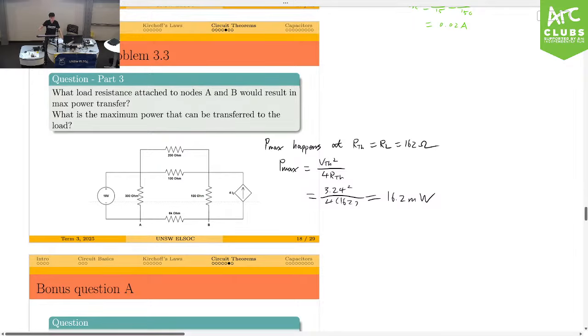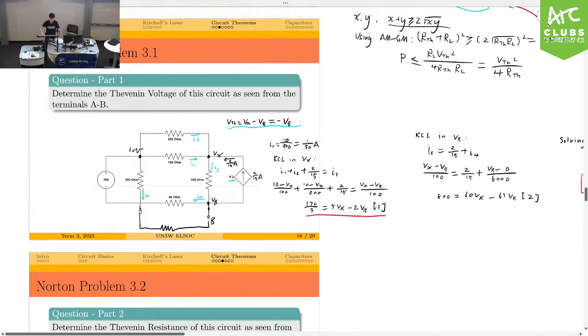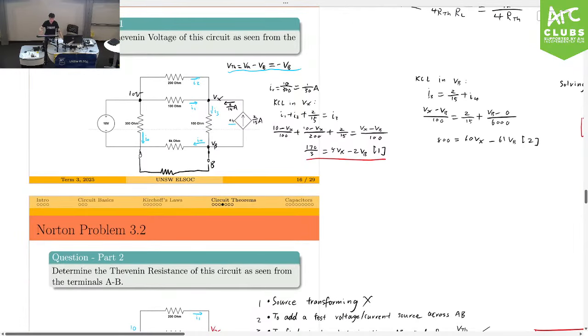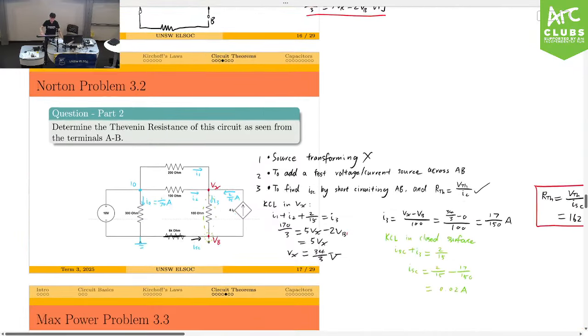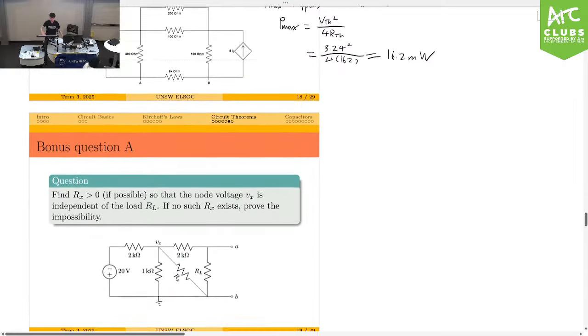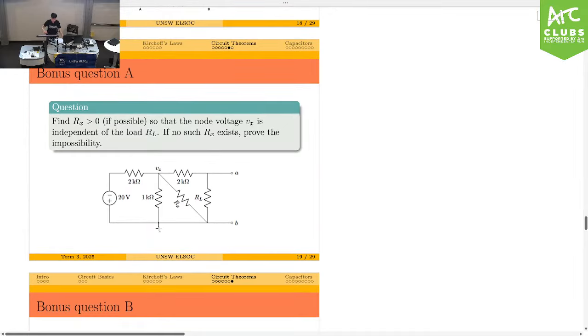By the way, this setup is pretty classic for an exam. Find the VTH first, then find the RTH, and then find the maximum power transfer. So just make sure you know how to do this. That's the most standard question. Now let's look at this question. It might not be the most standard one you expected, but it's a pretty nice question.